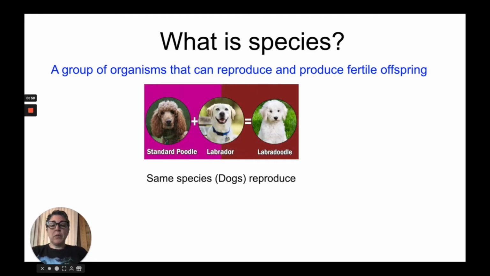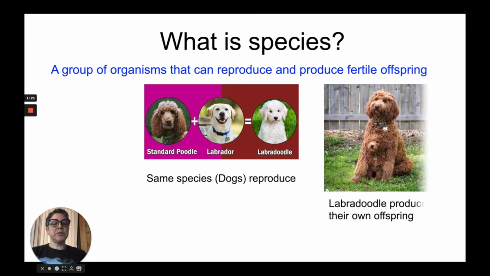So for example, we have dogs. Dogs are all the same species, and dogs can reproduce with each other. So for example, we have a poodle, which is one type of dog called a breed, and another breed of dog called a Labrador. Those two individuals, which are the same species, can produce something called a Labradoodle. Labradoodles can produce their own offspring. So if you have a male Labradoodle and a female Labradoodle, they can produce their own offspring. And that is what makes the poodle and the Labrador, the original parents, the same species.